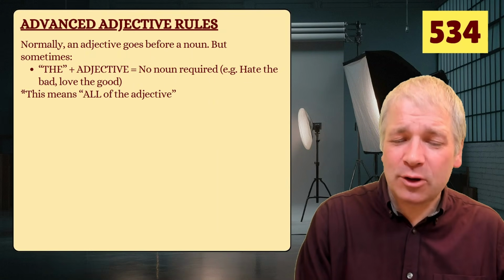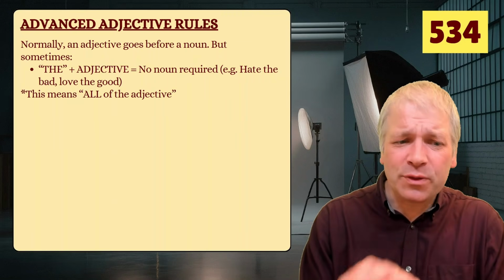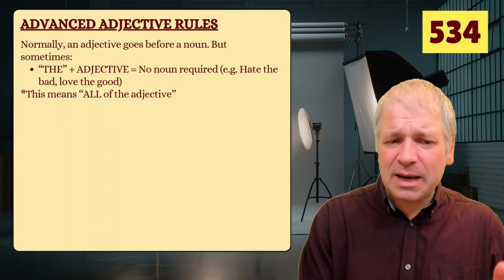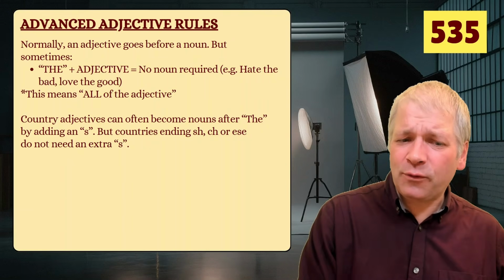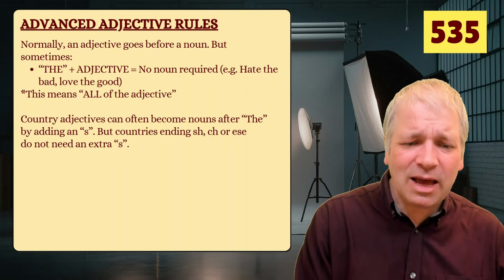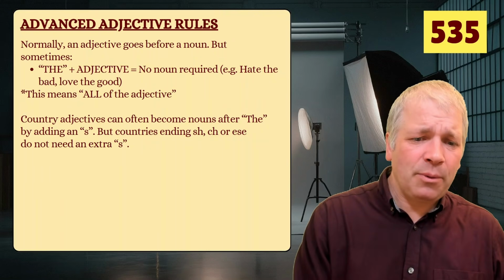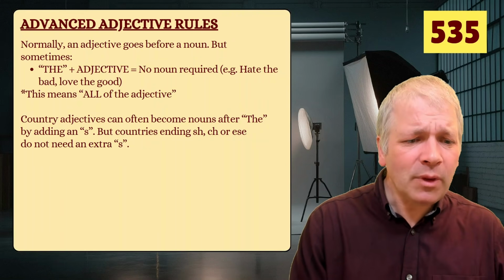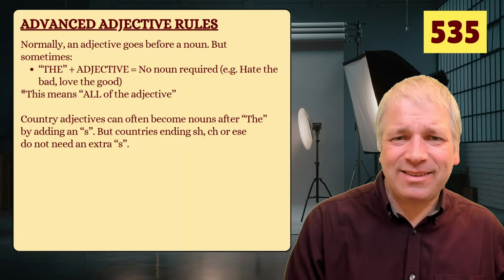Now, we know that adjectives normally go before a noun, but sometimes you can say the followed by an adjective with no noun. For example, hate the bad, love the good. The good, the bad, they're adjectives. This means all of the adjective, all good, all bad. Now, country adjectives can often come before nouns after the by adding an S, but countries ending SH, CH, or ESE do not need this extra S. So, for example, the Chinese, don't add the extra S, but with other country adjectives, they become nouns. For example, Italian becomes Italians.